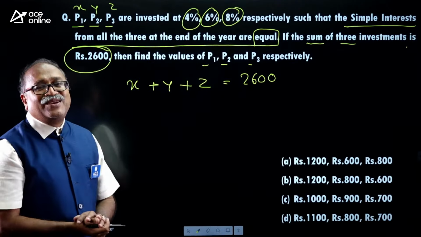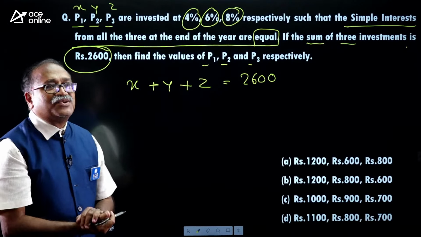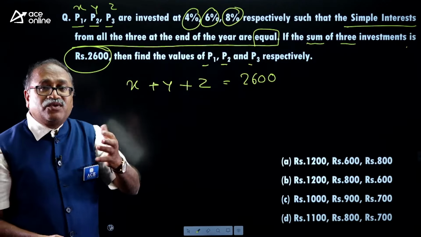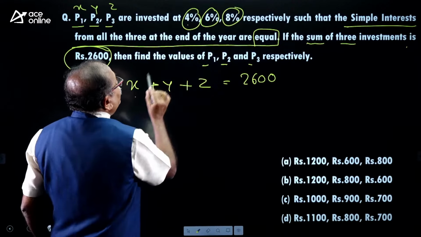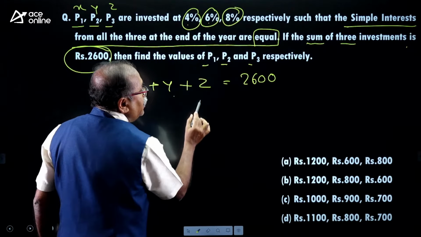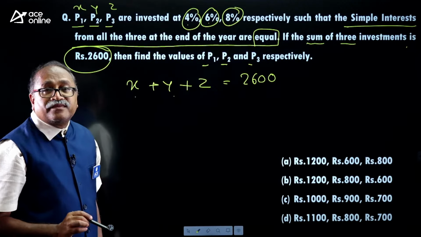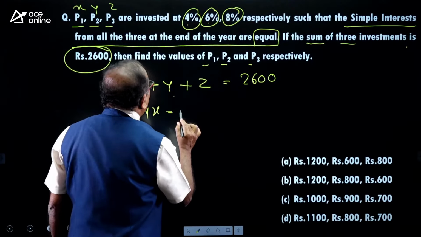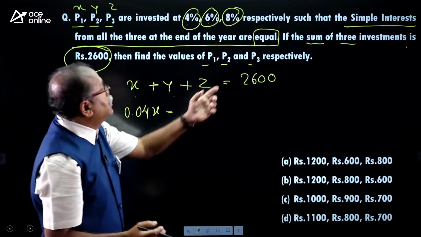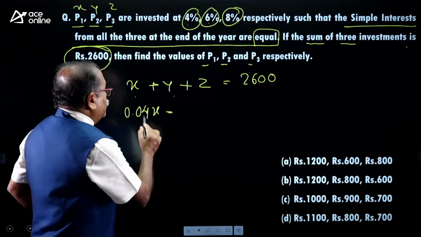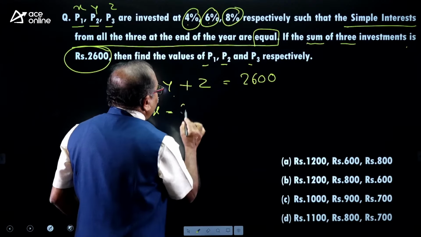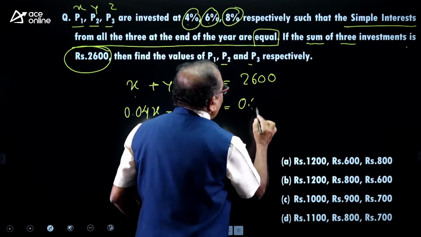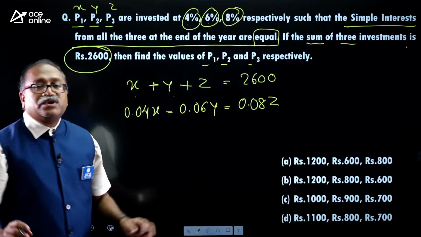Let me see if you are comfortable with this kind of strange presentation of the question. Now, here it is simple interest, and the interest got is equal. That means 4% of x is equal to 6% of y is equal to 8% of z. So 0.04 of x is equal to 0.06 y, which is equal to 0.08 z, because it is said that the interests are equal.